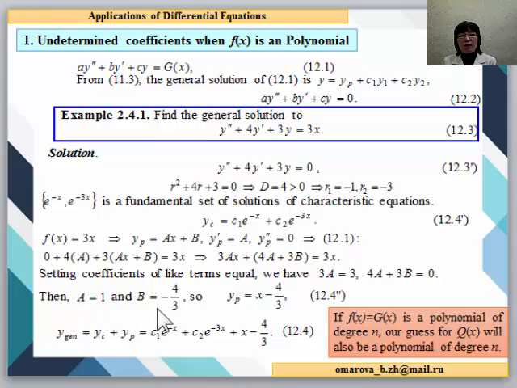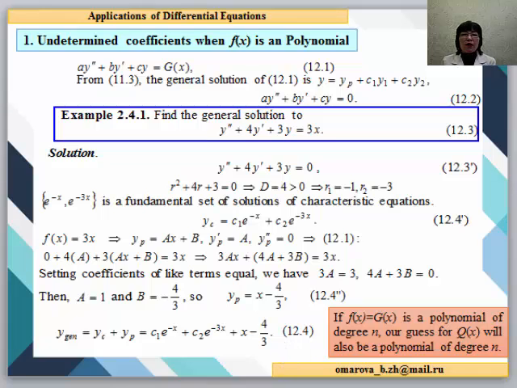Next, we substitute these values into the particular solution of the given equation. Then we find the particular solution of equation 12.1 in the form 12.4 second prime. Next, using the general solution of the complementary equation in the form 12.4 prime and the particular solution of the non-homogeneous given equation 12.1 in the form 12.4 second prime, we can write the general solution of the given equation in the form 12.4.